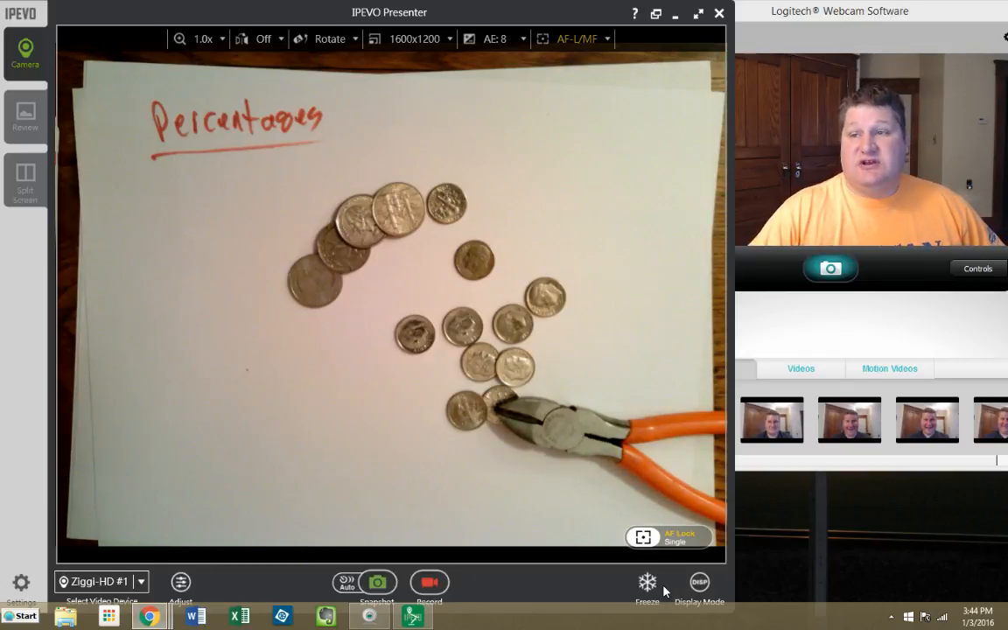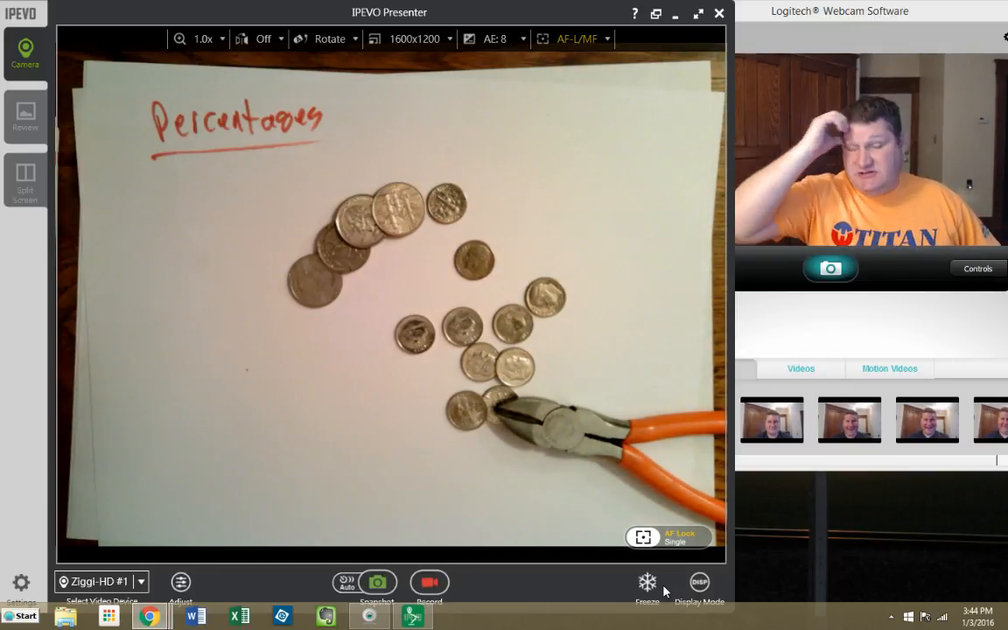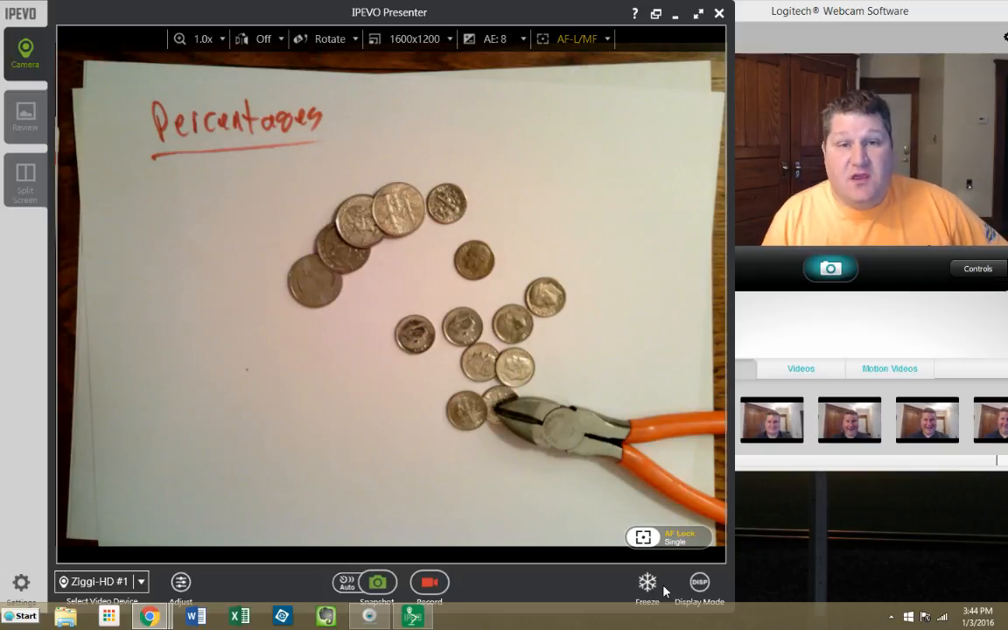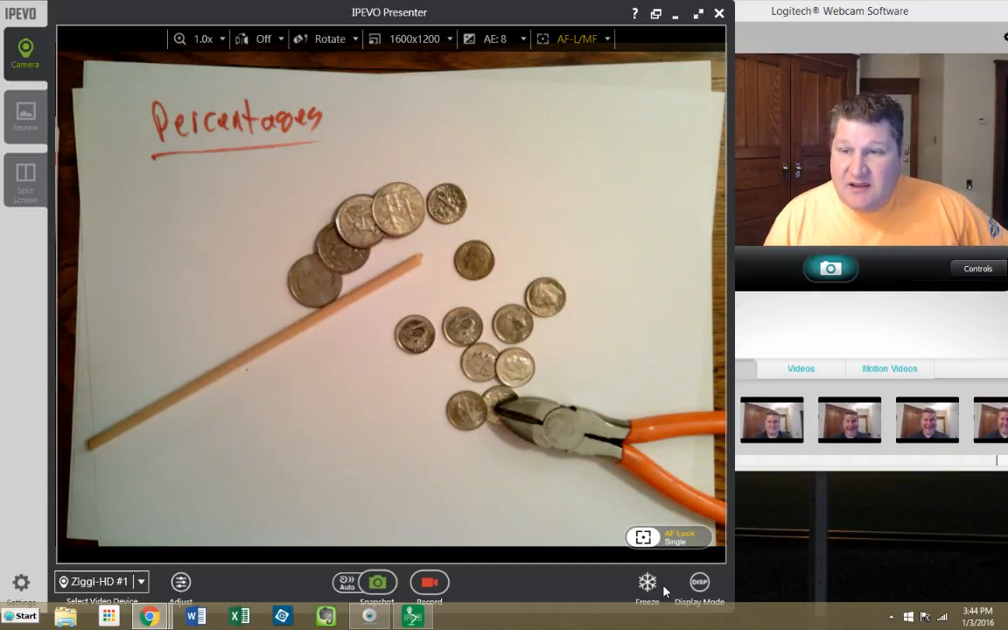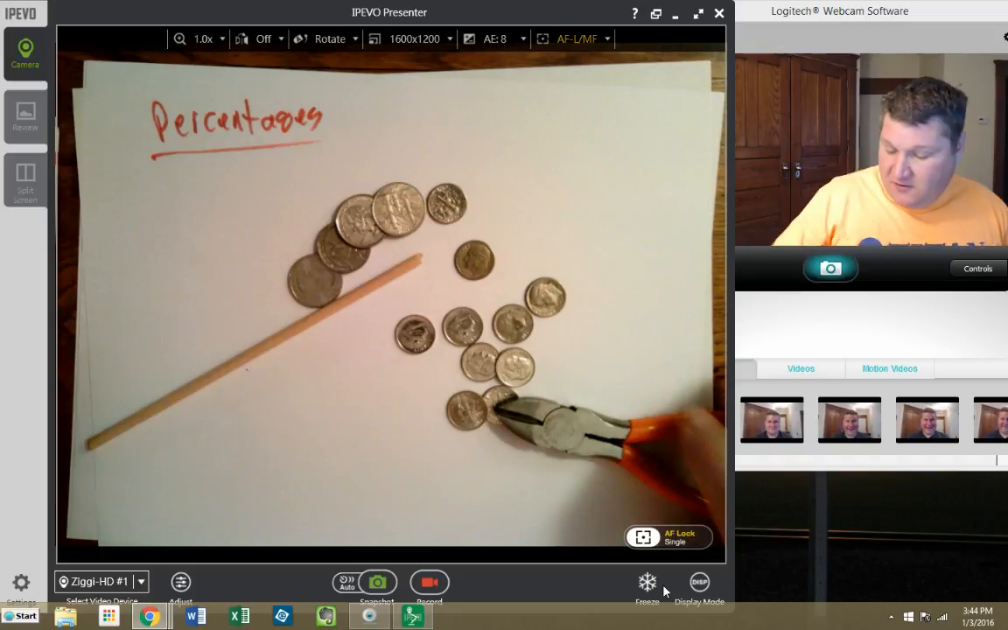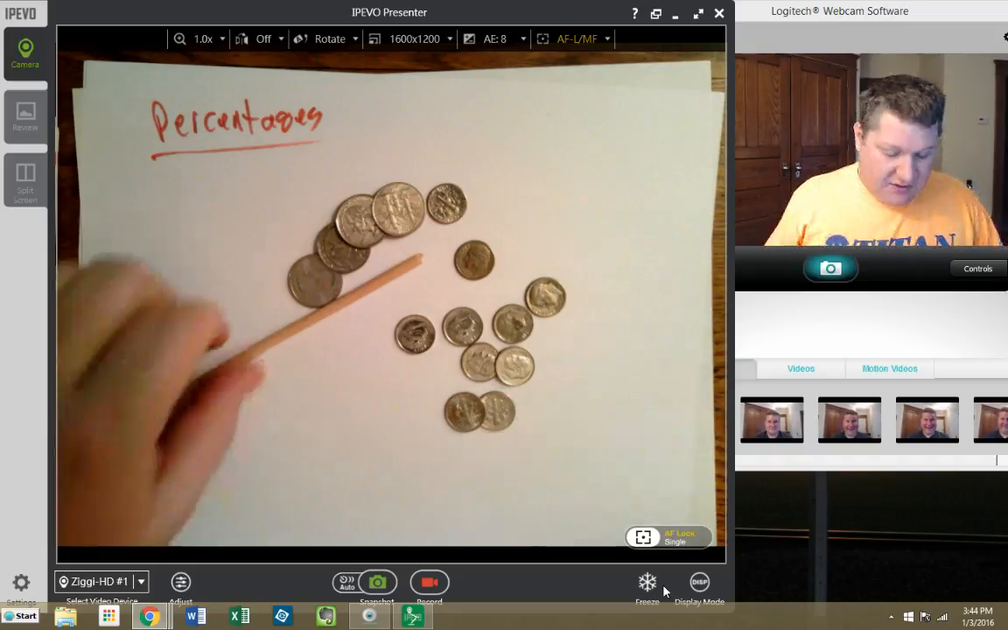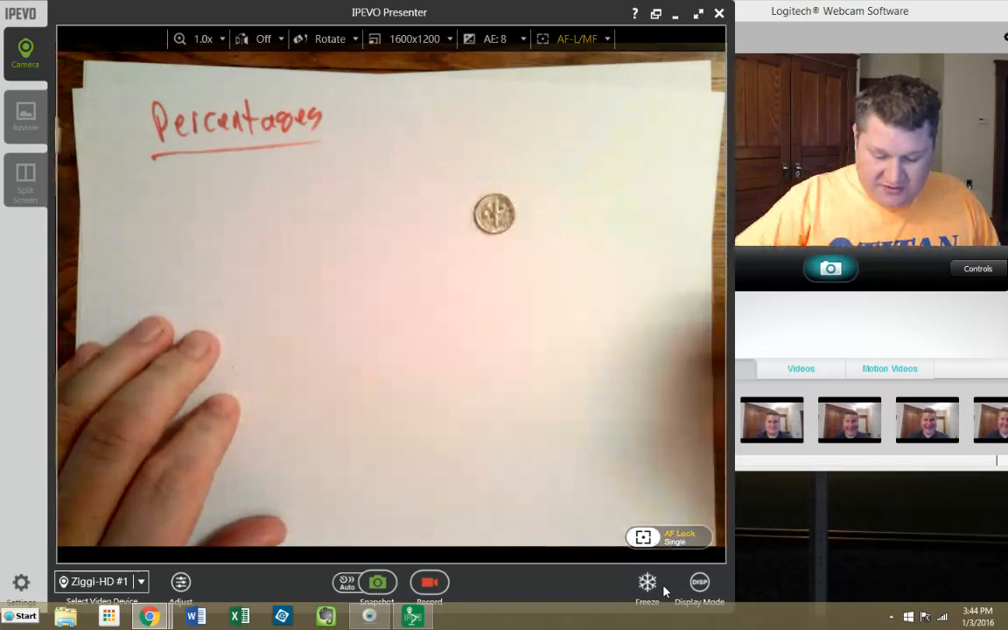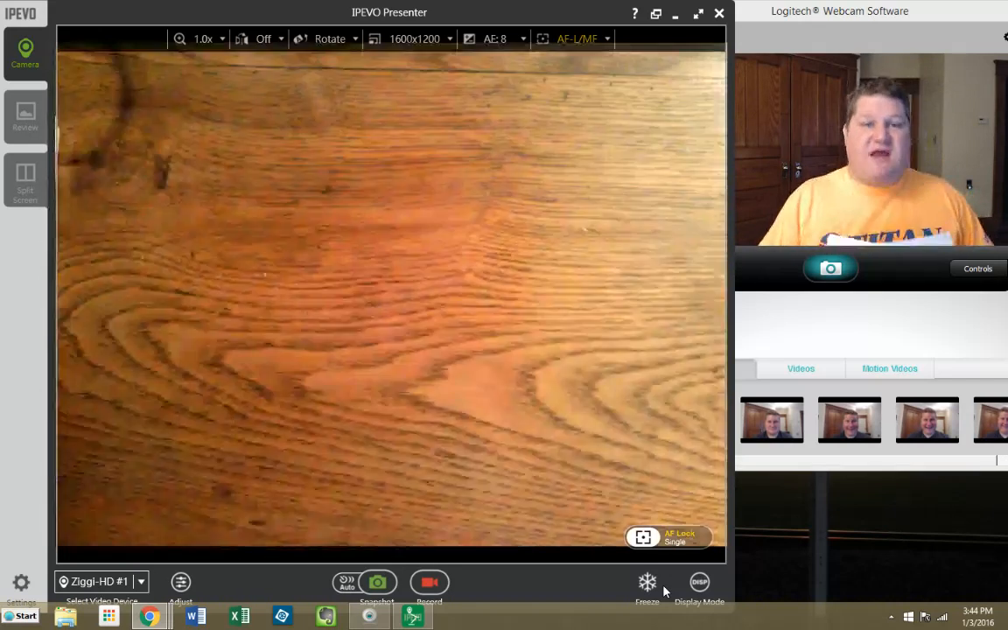Okay, ladies and gentlemen, let's go ahead and start taking a look at some new stuff. Let's take a look at percentages. Now, you'll notice I got an interesting array of information here. I got a stick, some money, and a pair of clippers. So, with that, let's go ahead and get started. Now, first thing we're going to do is talk about percentage graphs.